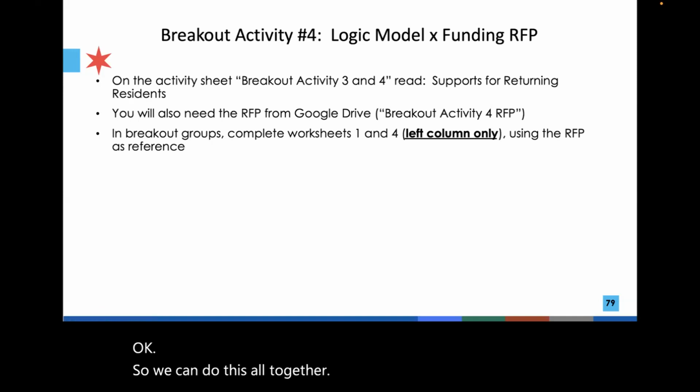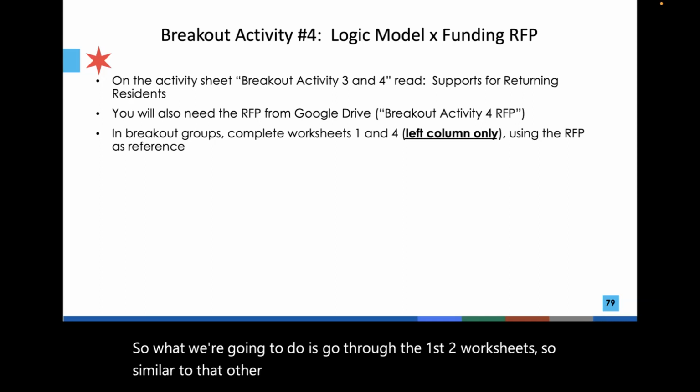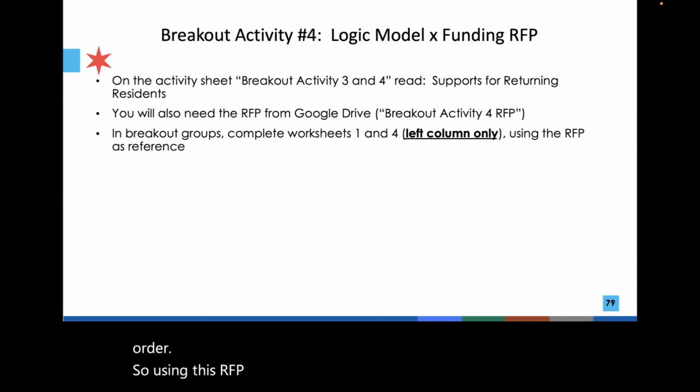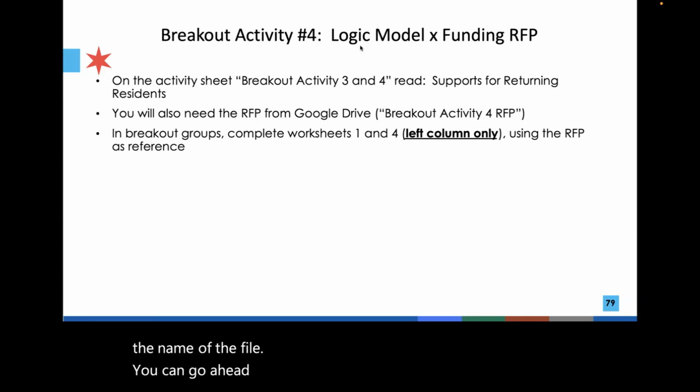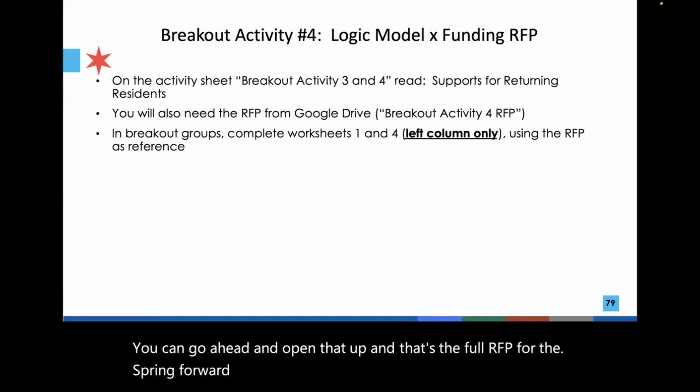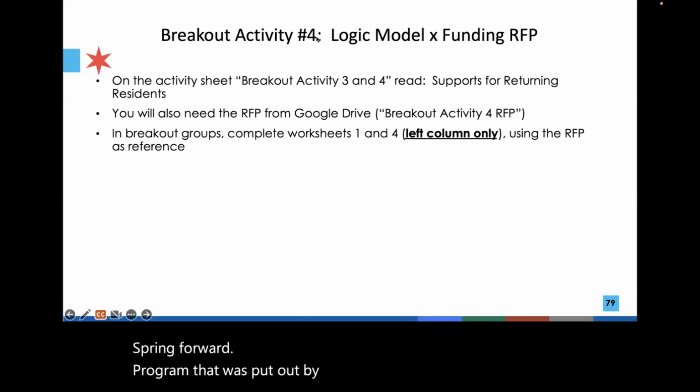So what we're going to do is go through the first 2 worksheets. Similar to that other activity, but we're doing it in a reverse order, using this RFP. In the drive folder, Breakout activity number 4, RFP is the name of the file. You can go ahead and open that up. That's the full RFP for the Spring Forward program that was put out by the city. So let's take a look together at what is in this.